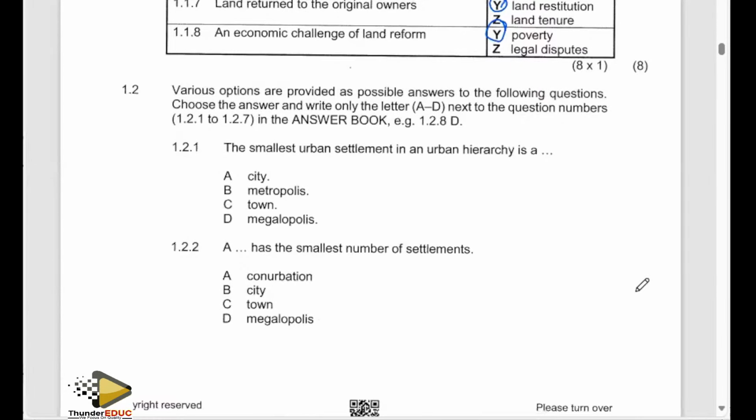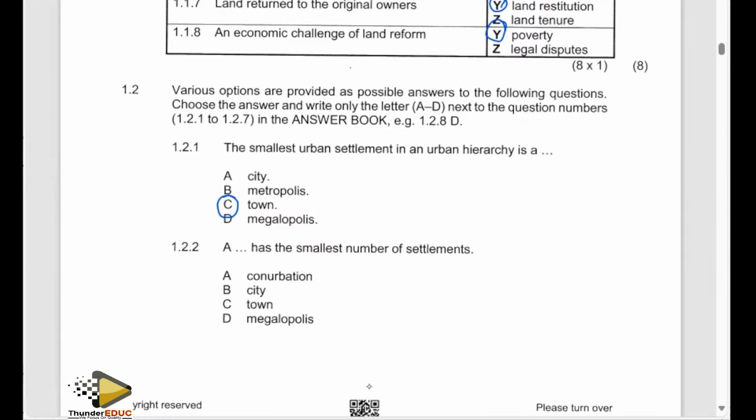That is a multiple choice section. Right, starting with the first question. The smallest urban settlement in an urban hierarchy. When you are ranking settlements according to the hierarchy of settlements, the smallest in the urban settlements starts with a town. So the correct response is a town.